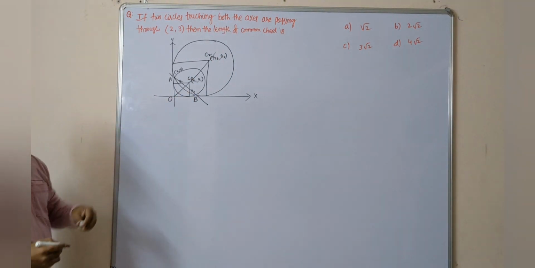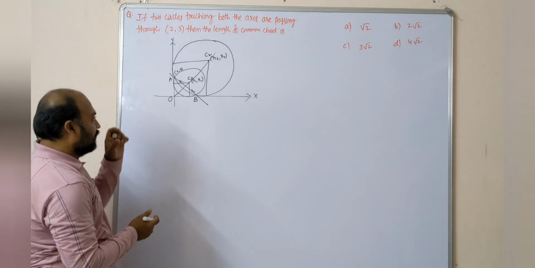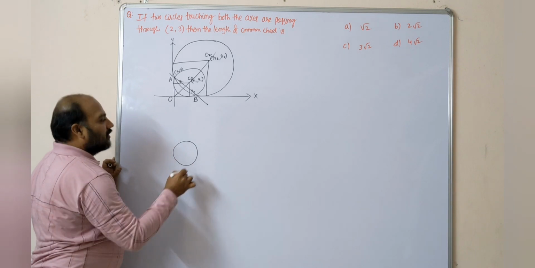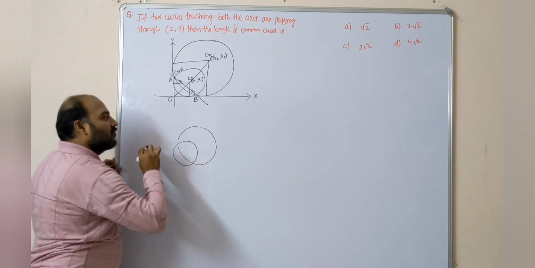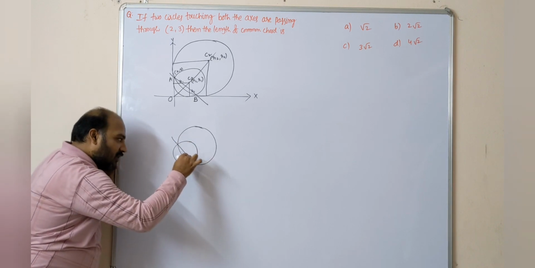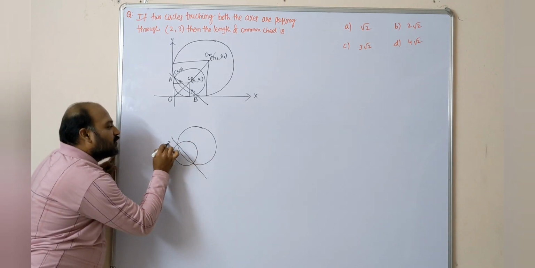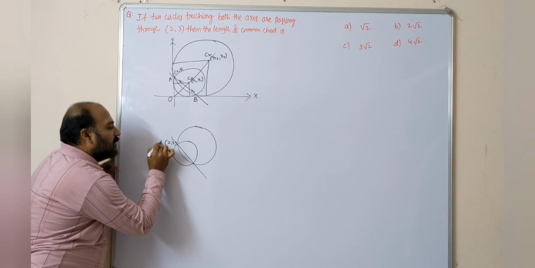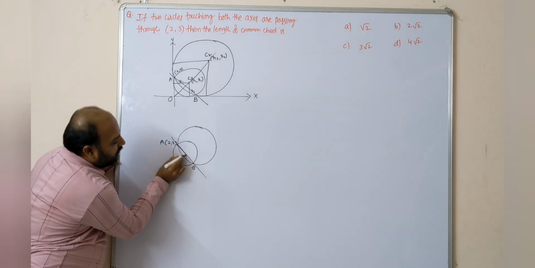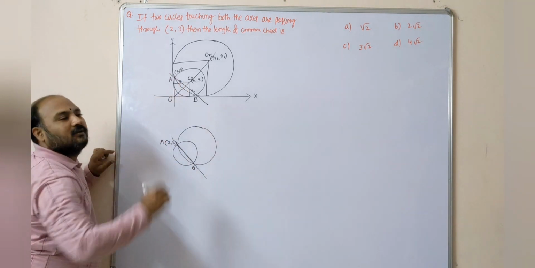Sir, what is the advantage to draw like this? So separately I am drawing for understanding purpose, dear students. So this is the chord, na? Chord. This point 2 comma 3. This is A I am taking. This is B. So AB length they are asking.